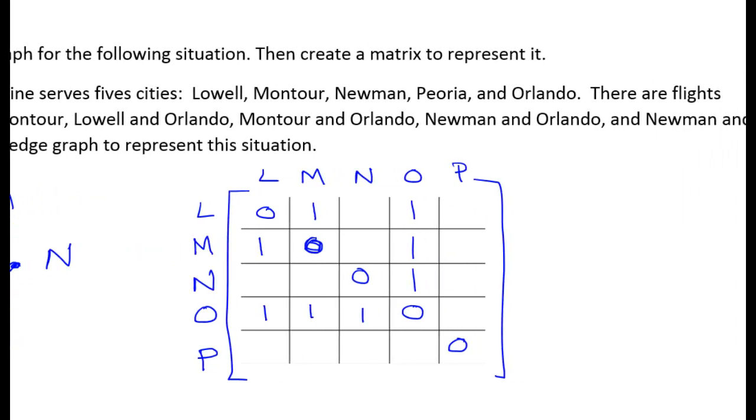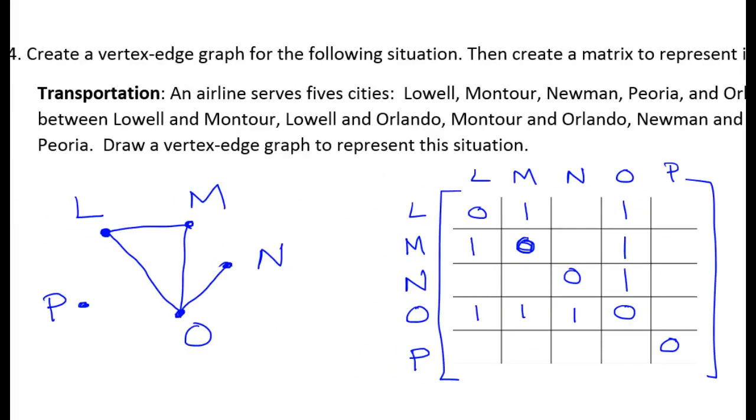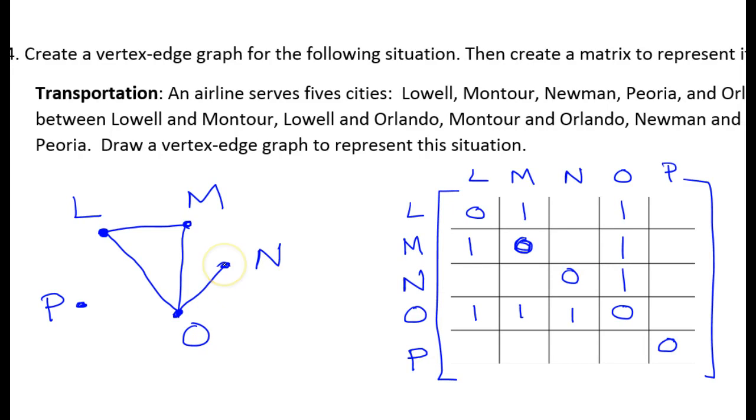And Newman and Peoria. So Newman and Peoria. Okay, so Newman and Peoria, Newman and Peoria. So everywhere else should be zeros on my matrix.